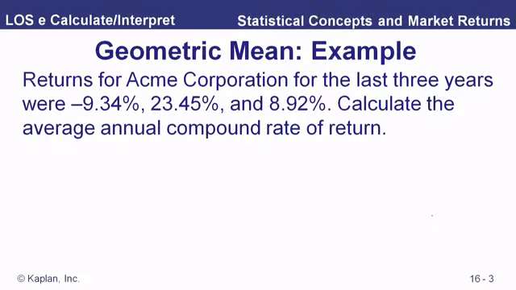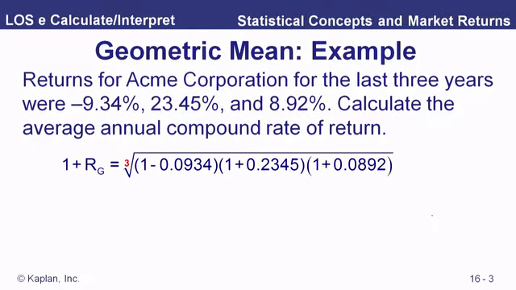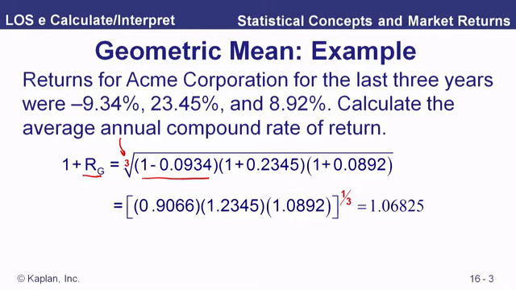Corporation. So we're going to take 1 plus each of those. You see that's what we have in parentheses there. So this one is 1 minus, because we're adding a minus 9.34%. The others are 1 plus the percent return. So we multiply all those together, and then because there are 3 of them, we take the cube root. And that gives us 1 plus that, so we do our usual minus 1 there. So we got this, then we subtract off 1 to get our compound growth rate of 6.825%.